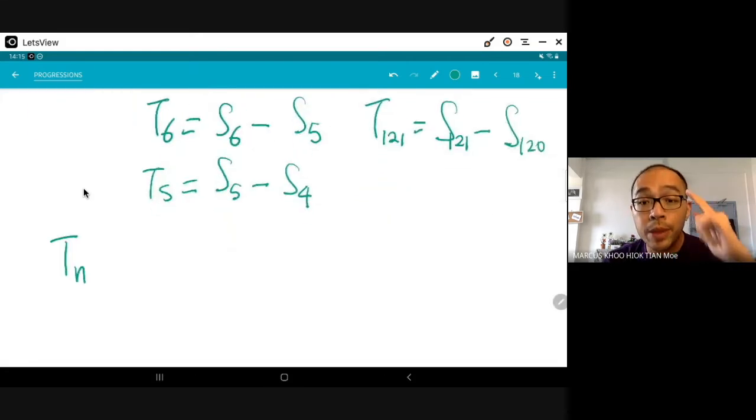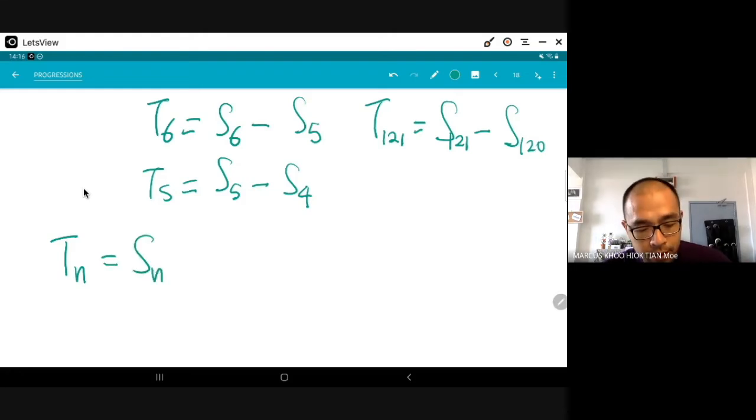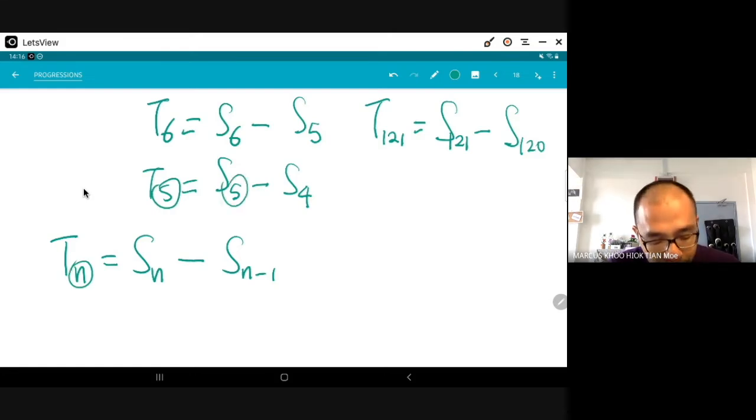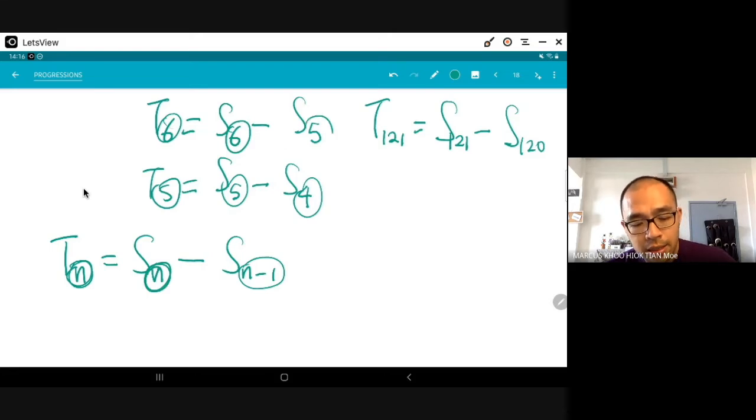Ada satu lagi petua, ini bukan formula, ini petua saja. If we want to combine the use of Tn and Sn together, if you want to find a specific term, Tn equals to Sn tolak dengan Sn minus 1. S yang sebelumnya. Okay, T5 equals to S5 minus S, 5 minus 1 is 4. T6 is S6 minus S, 6 minus 1 is 5. Begitu.